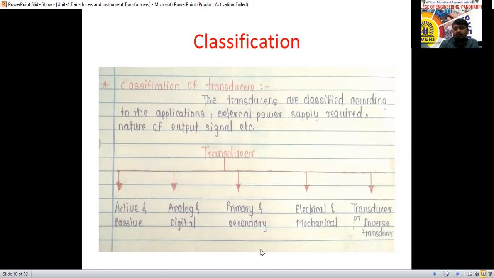Okay. So we'll stop here and continue in the next class. Again, from 1 to 2, I have the lecture. Don't miss that one. We'll discuss RTD, RVDT and LVDT.